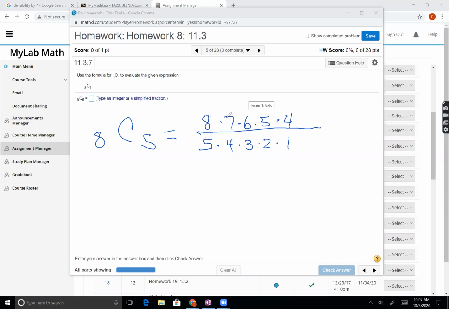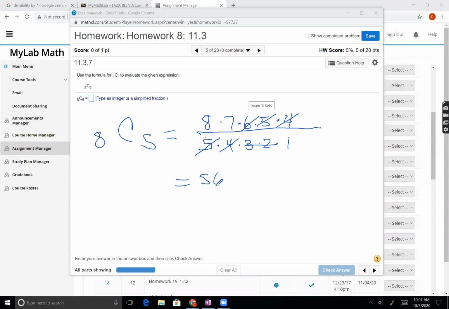Yes. Okay, so now I can cross out common factors. The 5s can cancel, the 4s can cancel. And now if I were to do it totally by hand, I would also say 3 times 2 is 6. And so that leaves me with 8 times 7, which is 56.